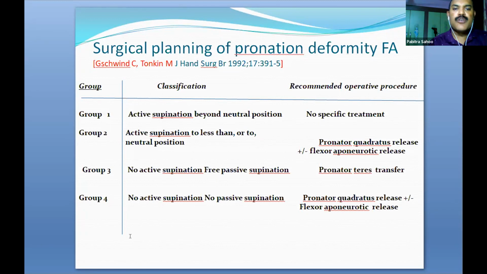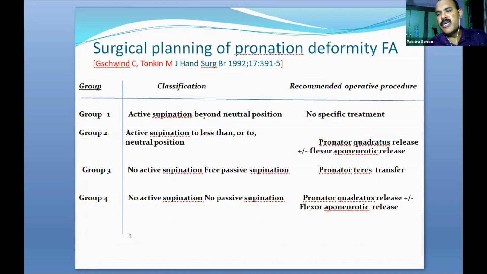Okay. Then group 3 includes children having no active supination, but the passive supination is full. You ask the child to supinate, he cannot do it, but you can passively supinate. That means the forearm passive supination and pronation is free. So this is a favorable condition for tendon transfer. The principle of tendon transfer is that wherever you transfer a tendon, there should not be any fixed deformity in the joint. Here, since passive supination and pronation is possible, there is no fixed deformity, and you can go for pronator teres rerouting, making the pronator a supinator. That is for group 3.